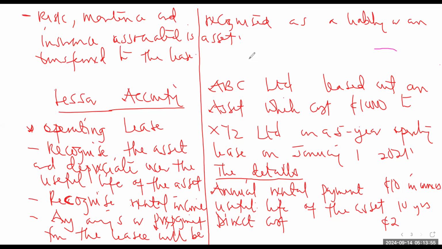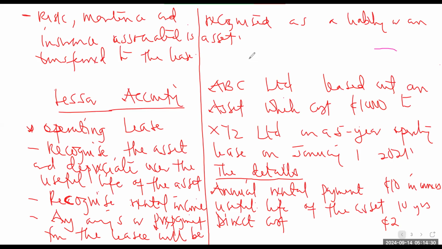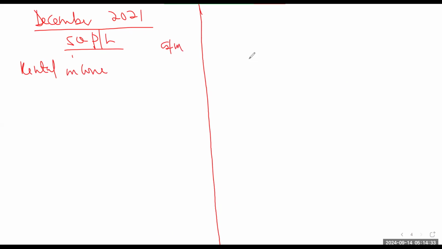When a direct cost has been incurred, how do we account for that? For the year ended December 2021, which is a financial year end, let's say we have our statement of profit or loss. We are going to have a rental income, which is the amount that we are receiving from these people, and the rental income is 10 million.